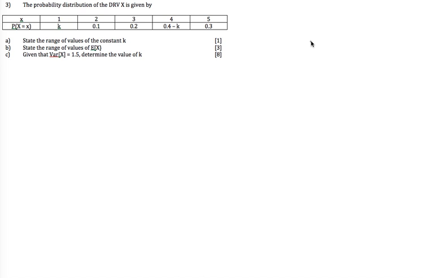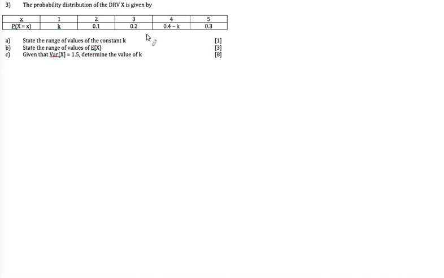Okay, so we're told the probability distribution of the discrete random variable x is given by the following table. Notice that in this table we have a probability for 1 is equal to k and a probability for 4 is equal to 0.4 minus k. It says here to state the range of values of the constant k.